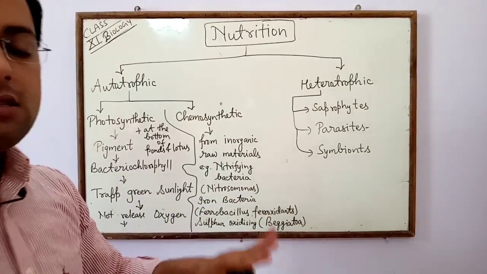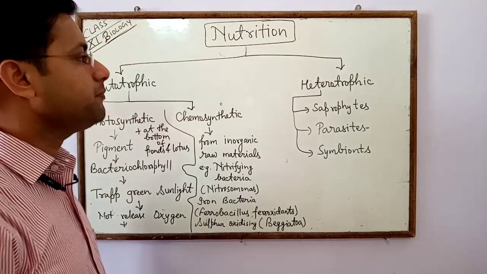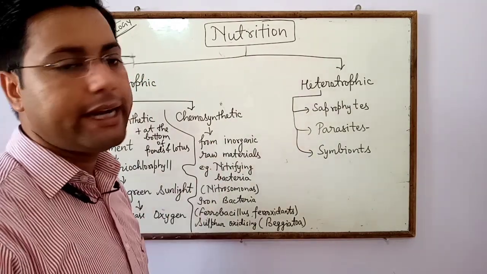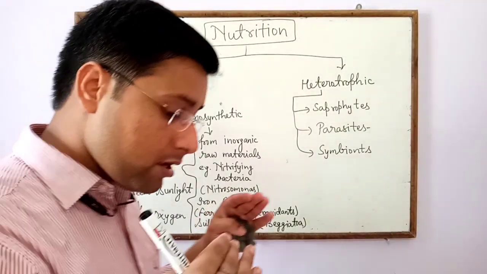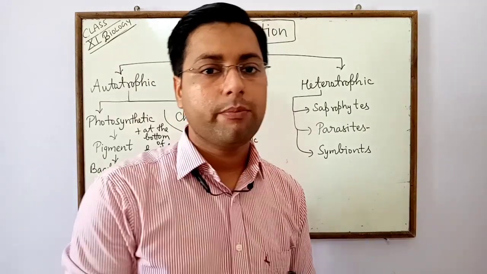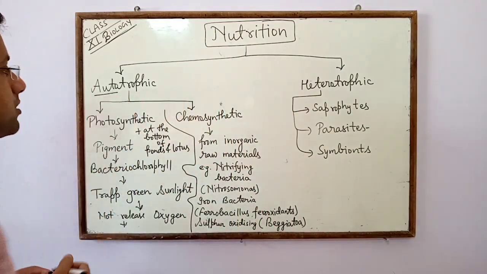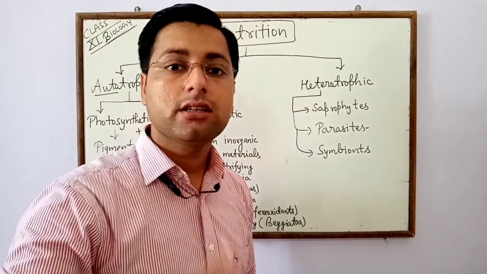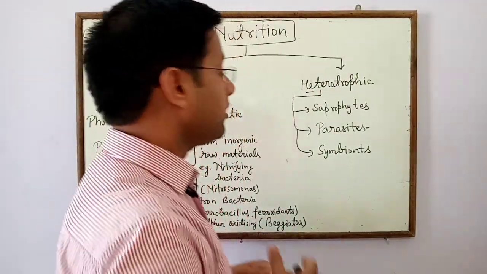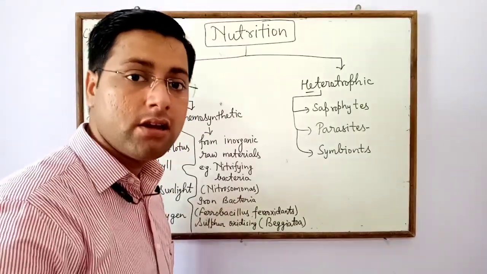Now about nutrition in bacteria. Commonly in bacteria there are two types of nutrition, autotrophic nutrition and heterotrophic nutrition. Bacteria perform both modes of nutrition. In autotrophic nutrition, some bacteria are able to synthesize their food themselves, and in heterotrophic nutrition, some bacteria depend on another body for their food material because they are unable to synthesize their own food.